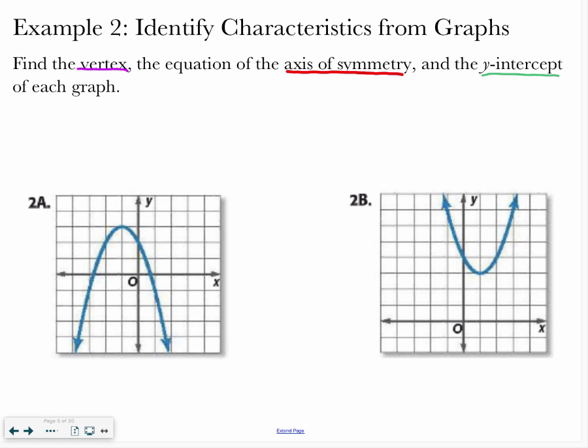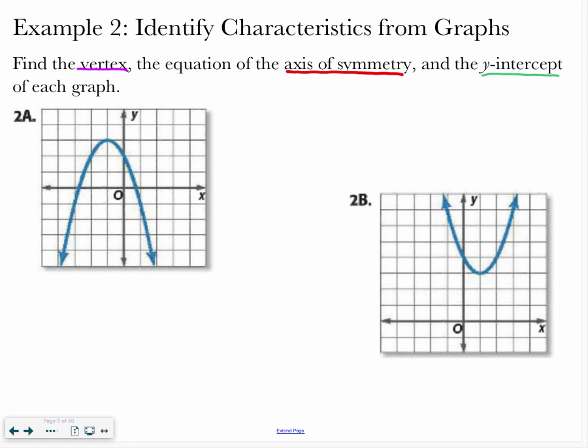So if I just give you this graph and I say, what is my vertex? You should look, you should say, well, there's the highest point on my u, so that's going to be my vertex. And that point is -1, +3.